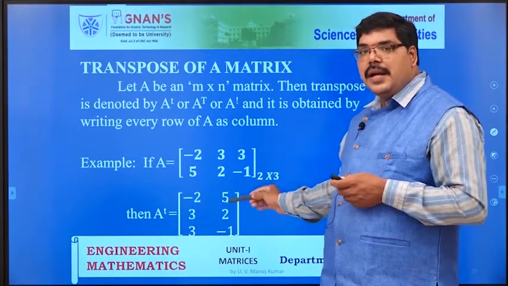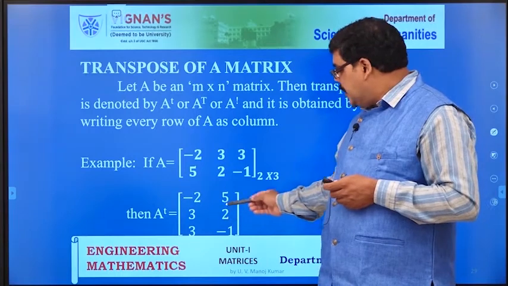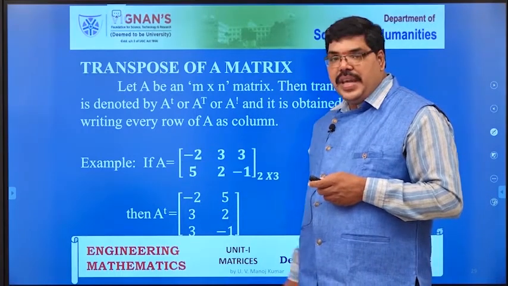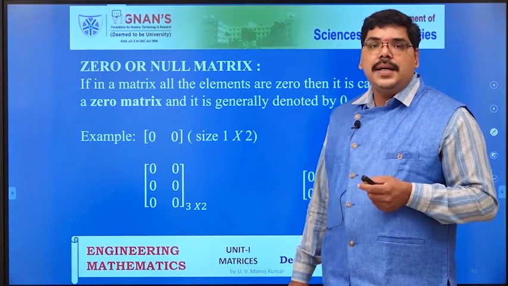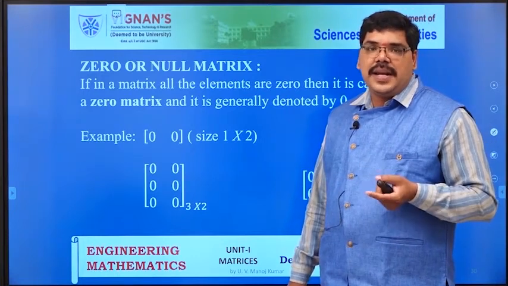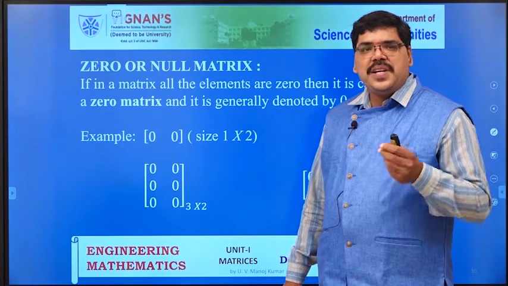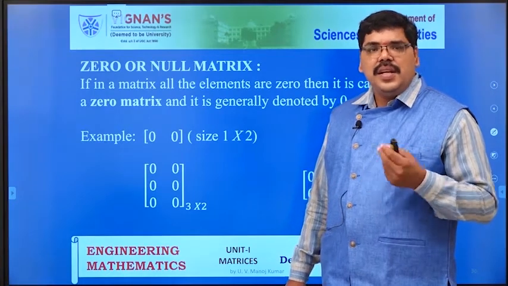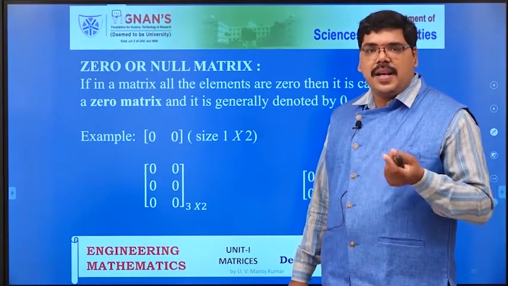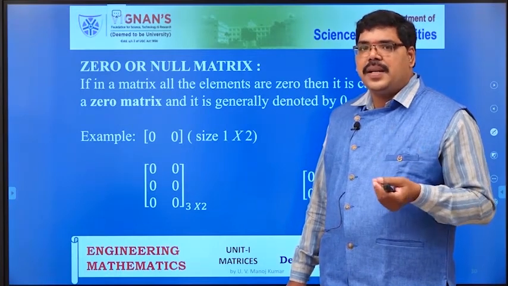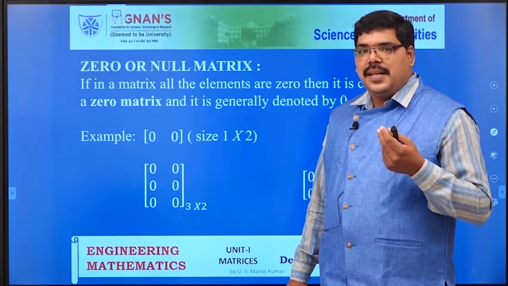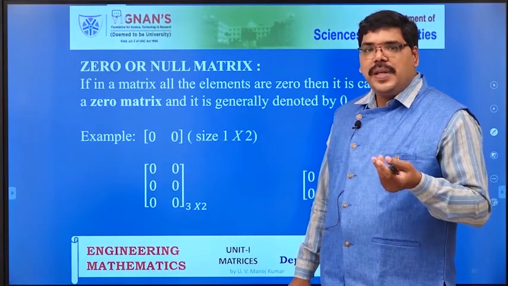So, this is called a transpose of a matrix. This result is a transpose of A. Next, zero matrix or null matrix. A matrix in which all the elements are zeros is said to be a zero matrix or null matrix. It may be of any size based on your requirement. Whatever size is there, it is said to be zero matrix only.